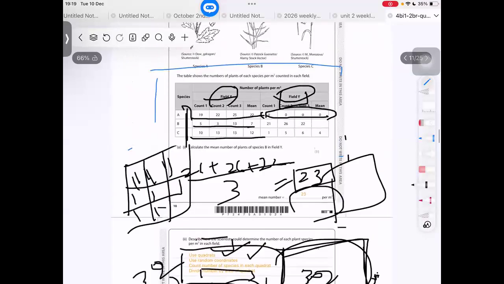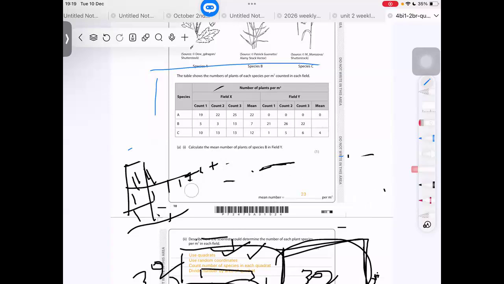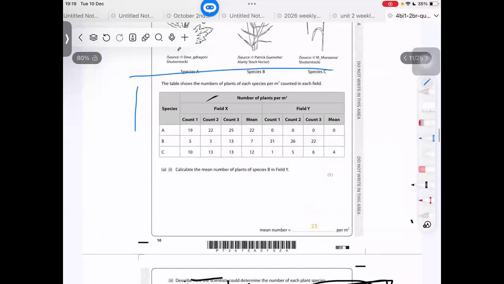So you can see X has 3 species and Y has 2 species. That should be the first answer. Then the second answer will be, if you consider species B, this is how you compare. You have to go through all the values that they have given. You have to go through all the columns that they have given.